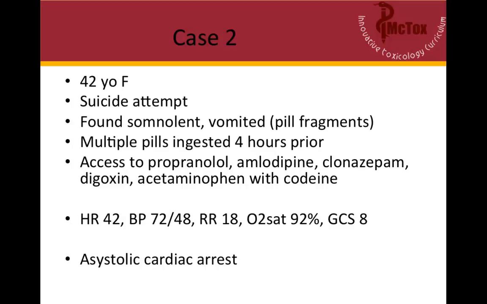Her initial vitals were a heart rate of 42 beats per minute, blood pressure 72/48, respiratory rate of 18, oxygen saturation 92%, and a GCS of 8. During her initial resuscitation, she went on to develop an asystolic cardiac arrest. What toxidrome fits with her initial presentation, and what ingestions could lead to this clinical picture? Then think about how you would manage her cardiac arrest.